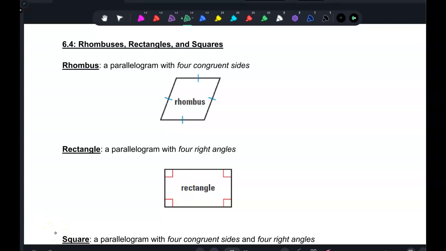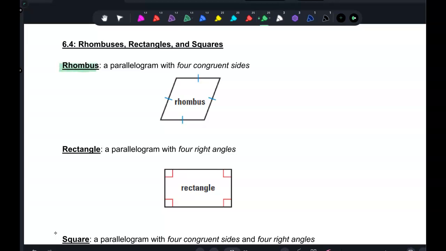Okay, so for Geometry Fundamentals, we're going to take a look at lesson 6.4. These are on rhombuses, rectangles, and squares. So these are all special types of parallelograms. Remember, a parallelogram has opposite sides that are parallel. So let's take a look at the first special parallelogram.